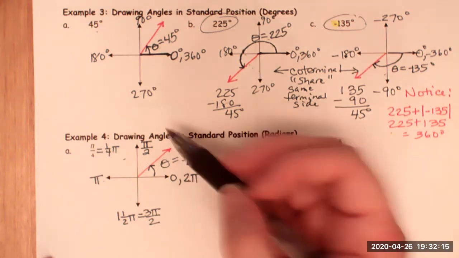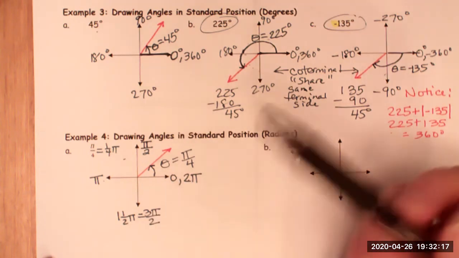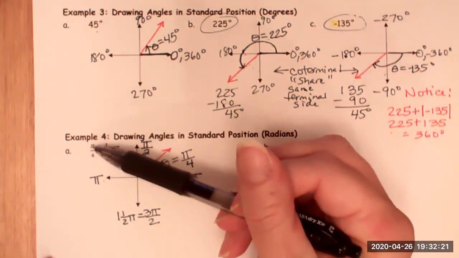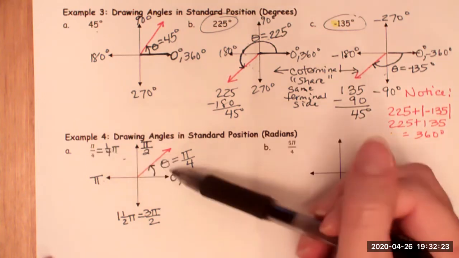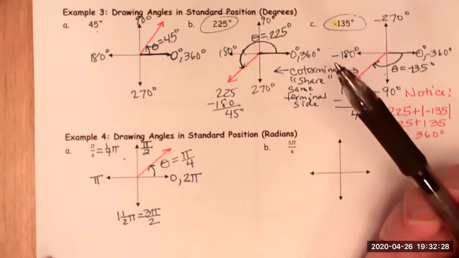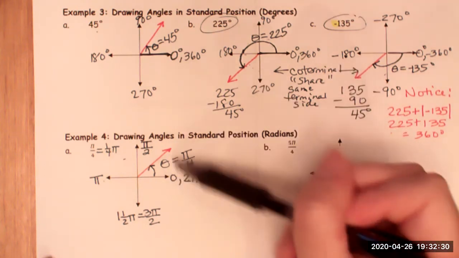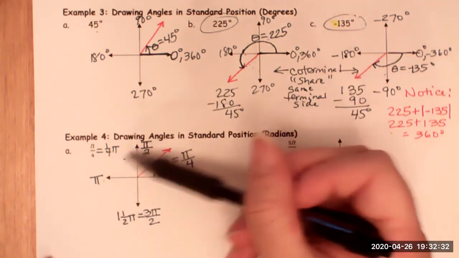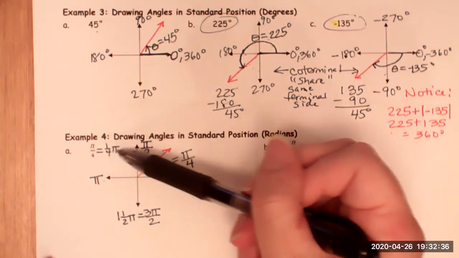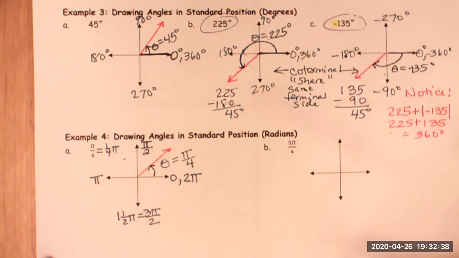Now, some people, what they prefer to do when they're first learning this is they prefer to convert radians to degrees before drawing. However, that takes extra time, and to me it makes more sense to just label the axes in terms of pi, and if you just think of that as a fraction of pi, then you should be all set. Okay? So let's look at this one.